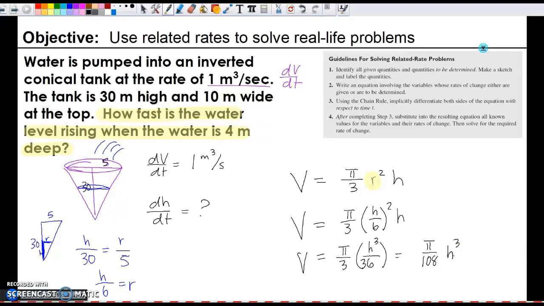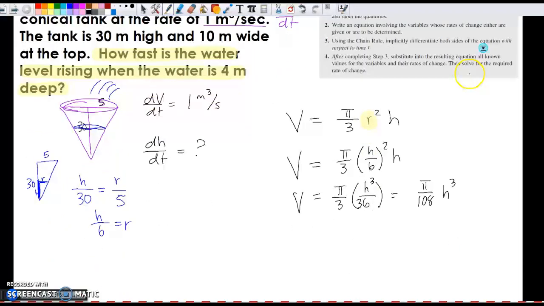And that's much more friendly to differentiate, so I can just go ahead and take the derivative of both sides. I'll have dV/dt. This is step 3 now, and step 4 is what I'm going to do. So then this constant pi over 108, it's just going to multiply by 3, so I have 3 pi over 108, which will simplify again to pi over 36.